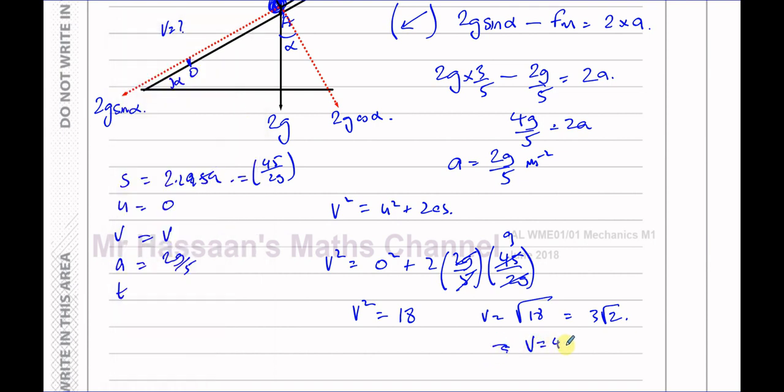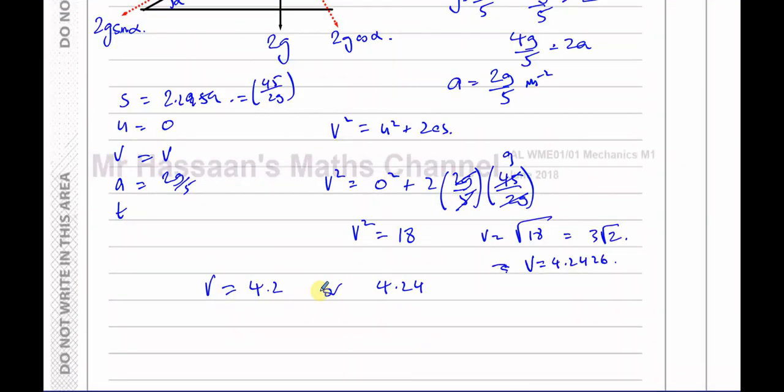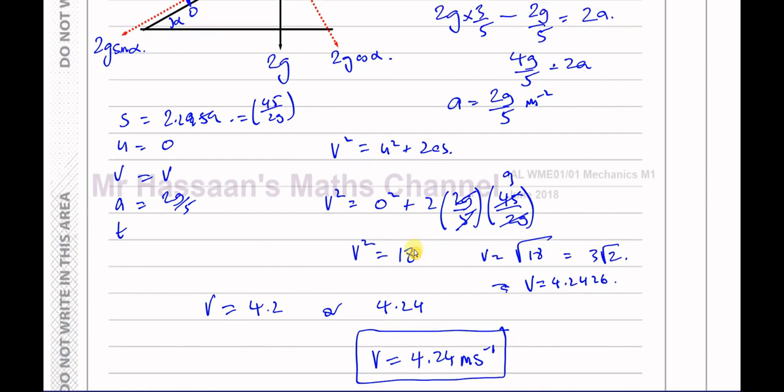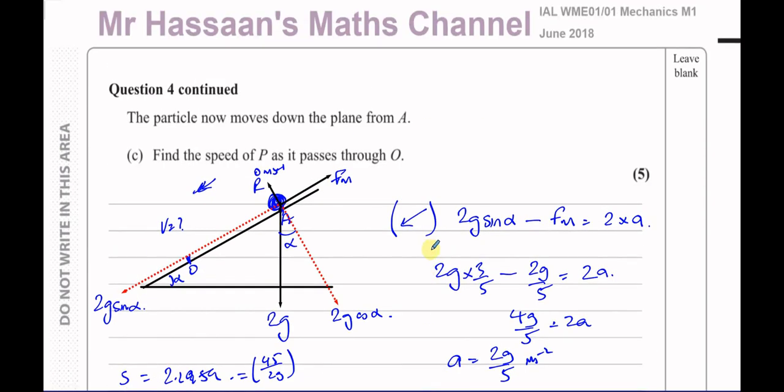So v equals 4.2426. We can write our answer as 4.2, or we can write it as 4.24. I'll choose the version which is to 3SF. So 4.24, don't forget to put the unit. So 4.24 meters per second is the answer. You could write 4.2 meters per second if you wanted to. Both of those are fine. So that concludes this answer for question number 4.